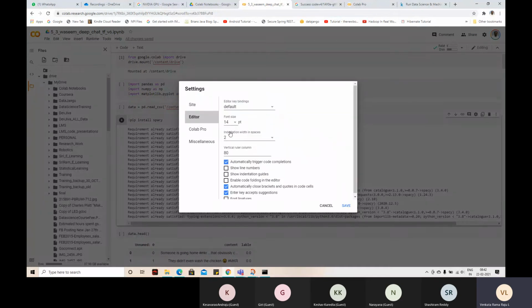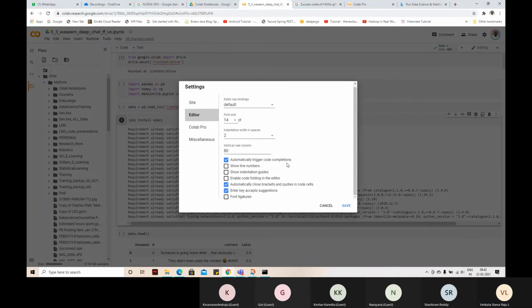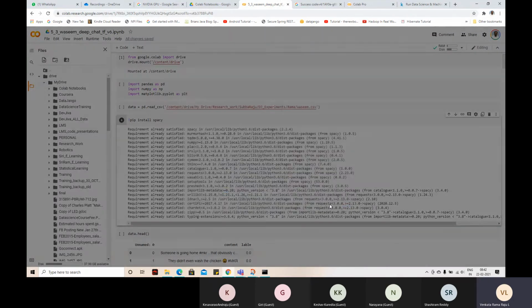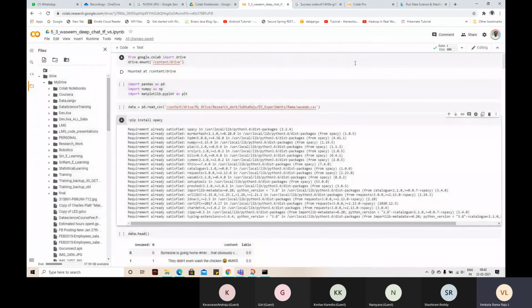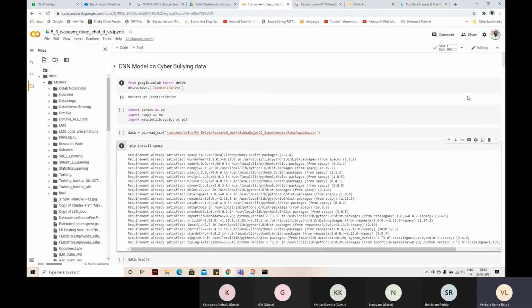Okay. So font size, automatic trigger code. It will actually use TPUs and GPUs both. TPUs are produced by Google. There will be computers with TPUs also in coming years. They are trying to optimize the GPU for deep learning purposes. Okay. Any questions on the hardware requirements and Google Colab?